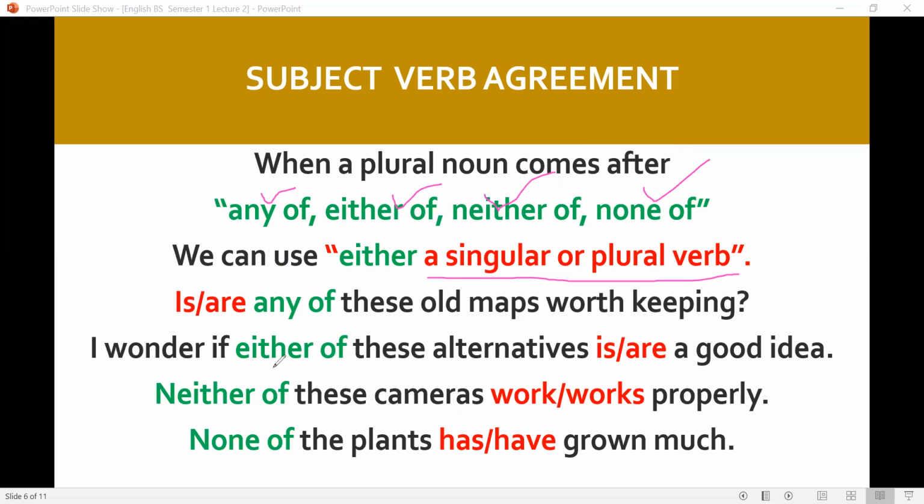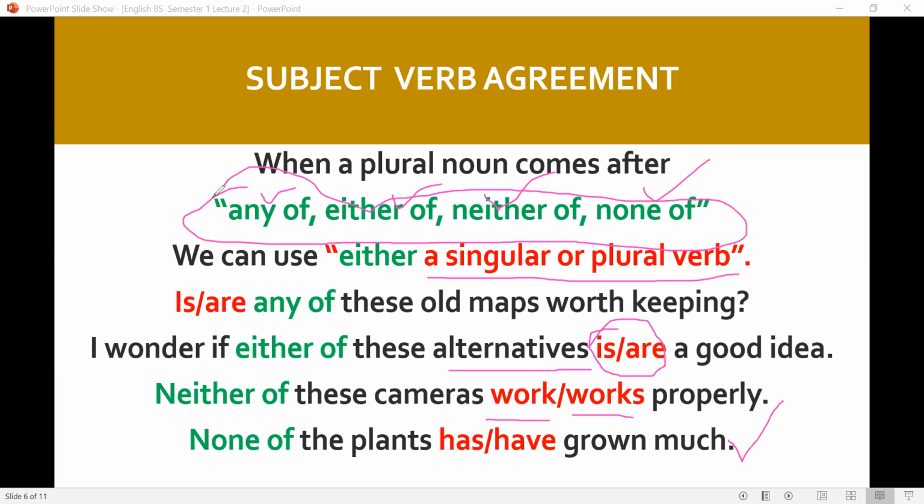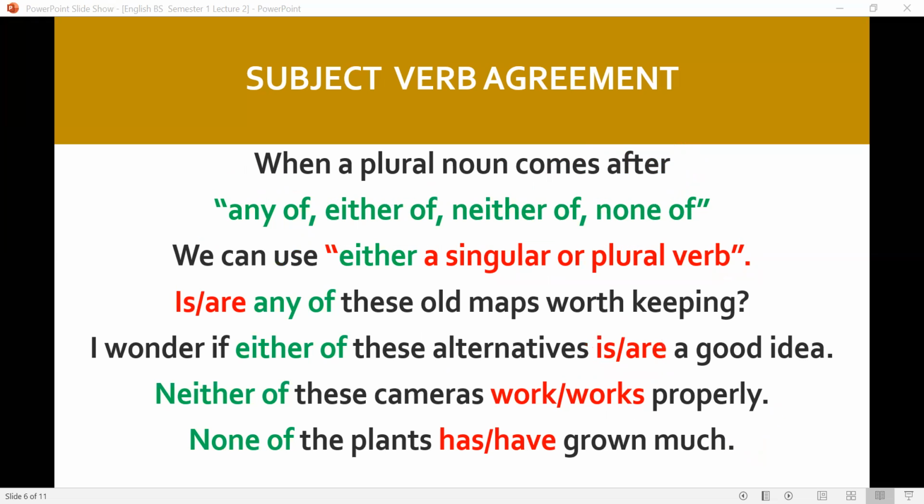I wonder if either of these alternatives is a good idea. You may use either is or are. Neither of these cameras work or works properly. None of the plants have grown much. So with these words, you have the liberty to use either a singular or a plural verb with these nouns.